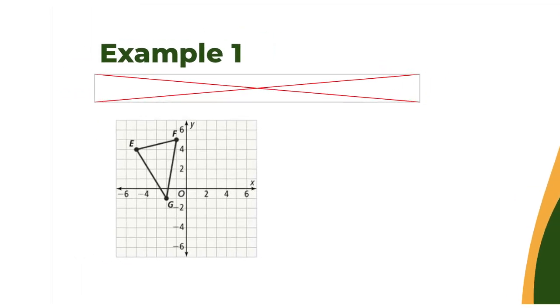Okay, so my text didn't work out. That's unfortunate. The question asks us to graph this transformation, the translation T of (7, -4). So I'm going to map triangle EFG onto triangle E prime, F prime, G prime. Find the coordinates of the vertices of the image, then plot the points and draw the triangle.